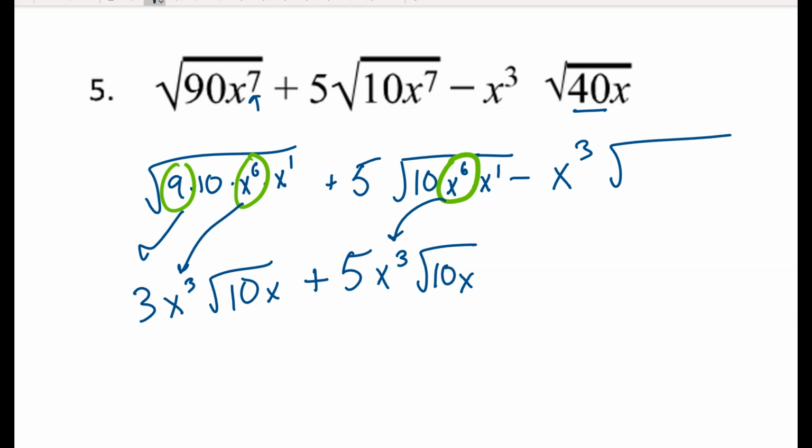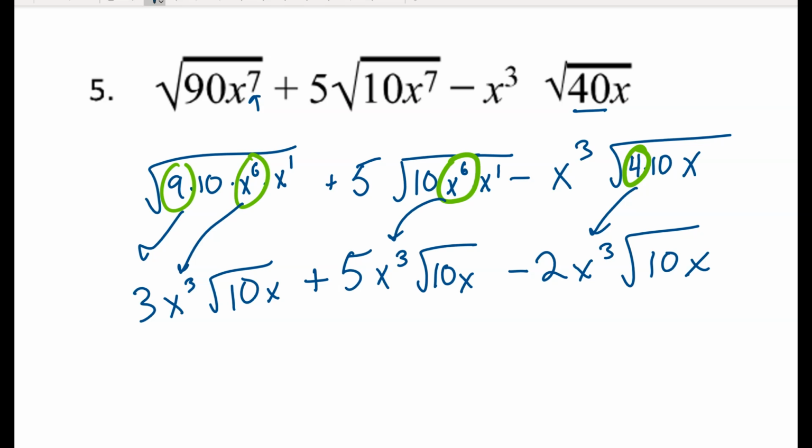For 40, well, again, that's just a multiple of 10. It's 4 times 10. And 4 is again a perfect square. Remember, radical 4 is just 2. So I could bring that out. But I'm going to put that on the outside because I normally have my coefficients out in front of my variables. So I just multiply the 2 to the x cubed, and I have 10x left under the radical.